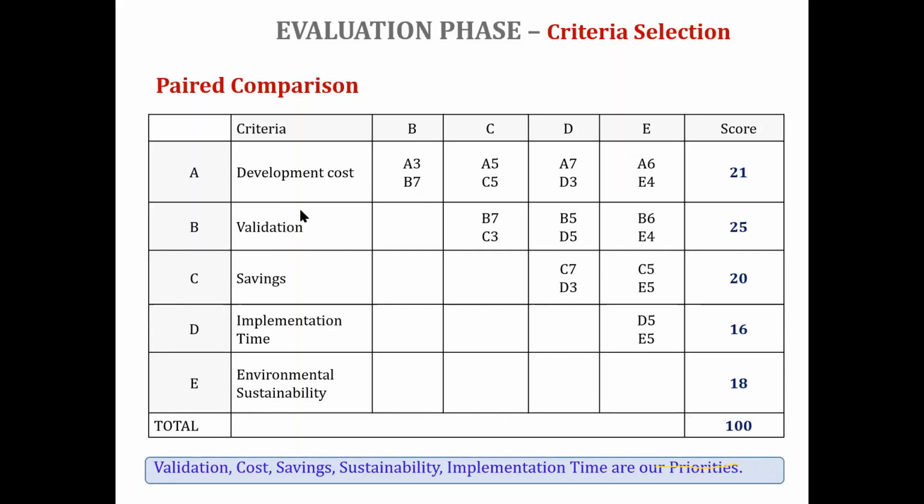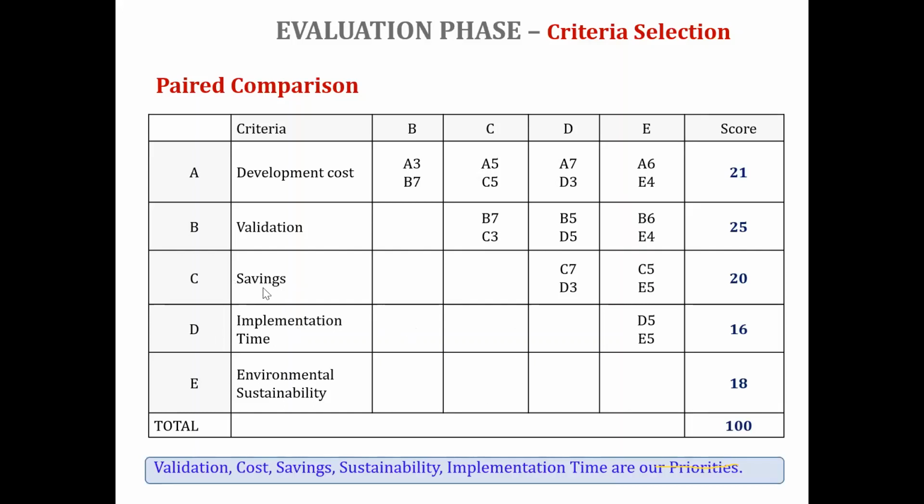Now I'm going to compare the validation with other parameters. I have already compared the validation with development cost. Now I'm going to compare validation B with C, savings, which is important. Validation is important, right? 7 points here and 3 points here. When I compare validation with implementation time, B with D, both are important, so each has 5 points. When I compare validation with environmental sustainability, B has 6 points and E has 4 points. E is environmental sustainability.